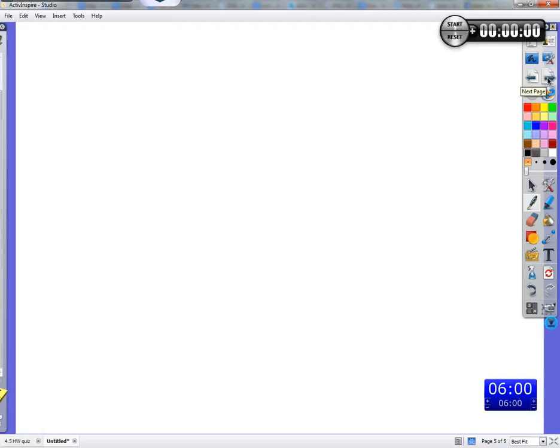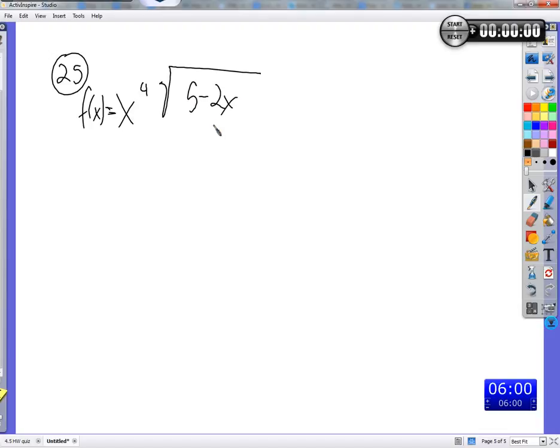Find the derivative of the function. f(x) equals x to the fourth times the square root of 5 minus 2x. So we have one function times another function. The product rule. Yeah. Okay, let's start taking the derivative.